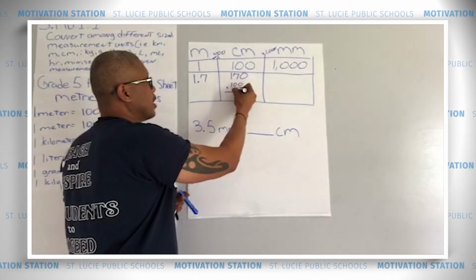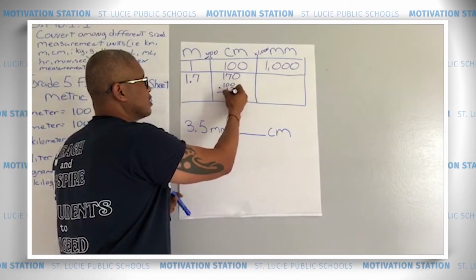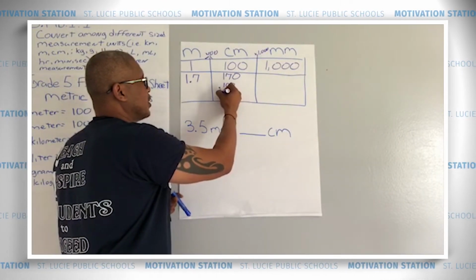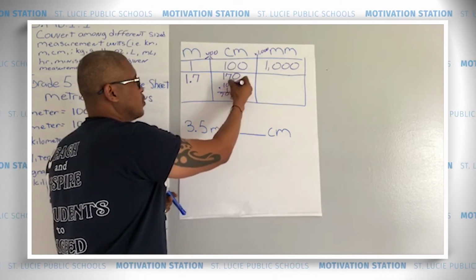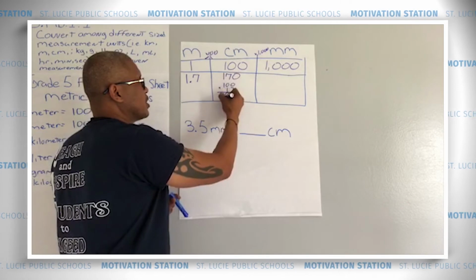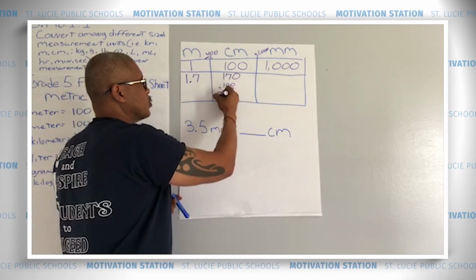But if I multiply this, you can follow along. 1 times 0 is 0, 1 times 0 is 0, 1 times 1 is 1.